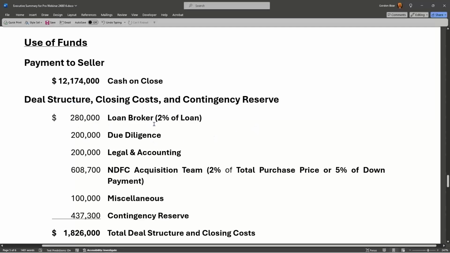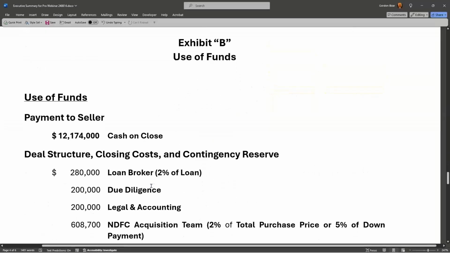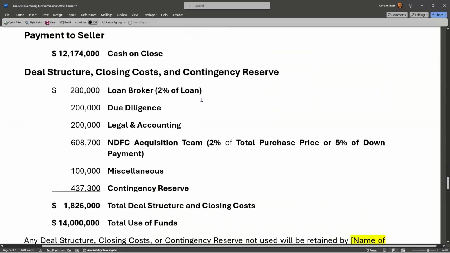All right, there is a loan broker on this deal. And by the way, whose name do you think went in here, right? The loan broker was a 2% fee for the amount of the $14 million. That's $280,000. We anticipated that the due diligence costs for the company could run as high as $200,000, more likely to run $100,000, but you never know what's going to come up. The lender may want a quality of earnings report. They may want to have a statement or two audited.